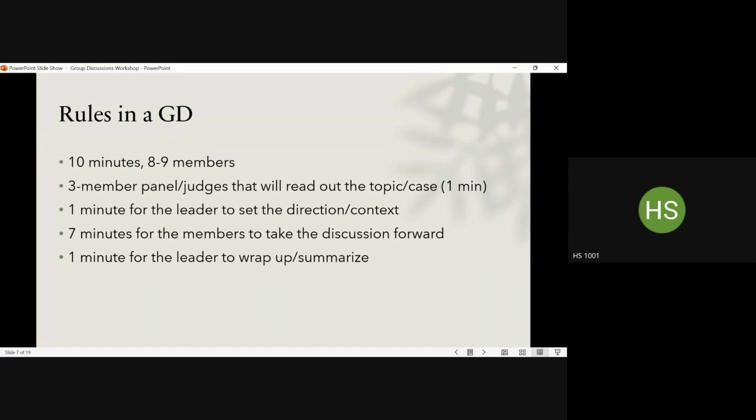Somebody from the panel will read out the topic or the case. You can allot 1 minute, roughly, for the reading out of the topic. After the panel reads out the topic, the leader of the group discussion will begin to speak. 1 minute can be given to the leader in order to set the direction of the forthcoming discussion.